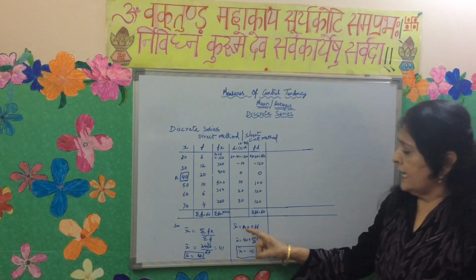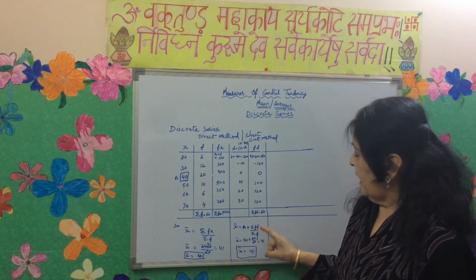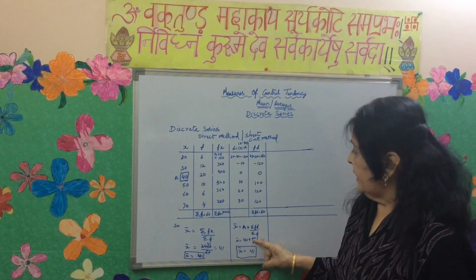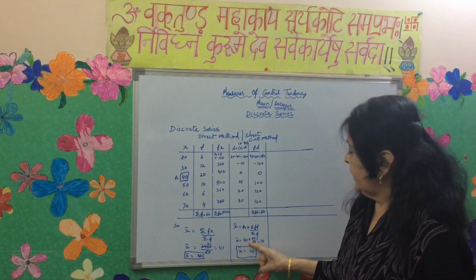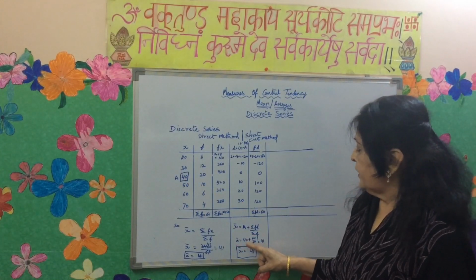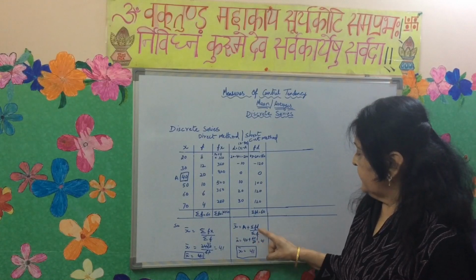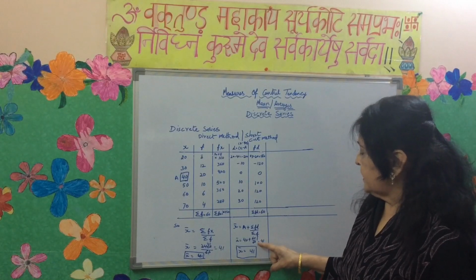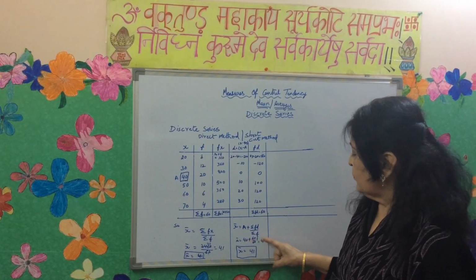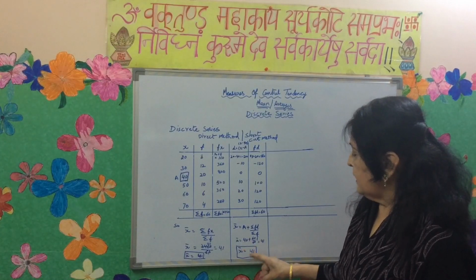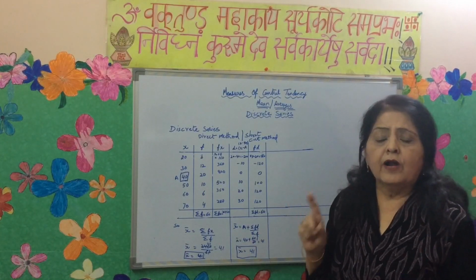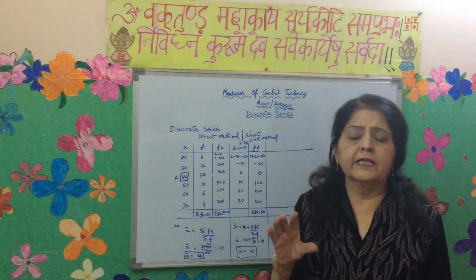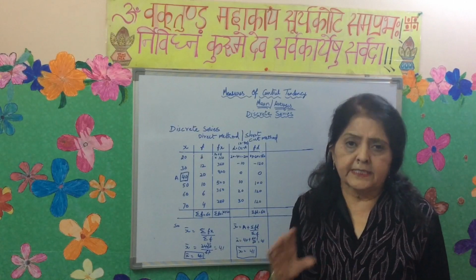The formula is x bar is equal to A plus sigma fd upon sigma f. A is the assumed mean, and we had taken 40 as the assumed mean. So x bar is equal to 40 plus 60 upon 60. Sigma fd is 60, so 60 upon 60 we get 1. 40 plus 1 is 41. So x bar is equal to 41. As I had earlier told you, the average will not change whatever method we follow. The average will remain the same.